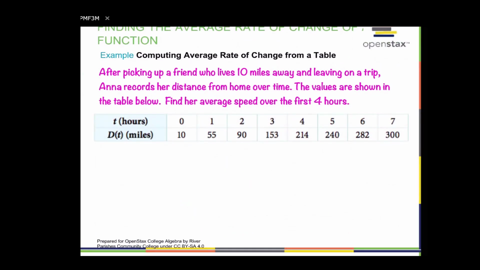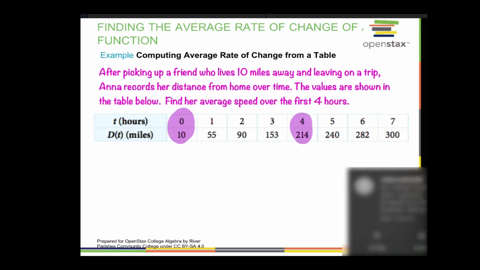So let's start with one where it's not a graph, it's just ordered pairs. It says, after picking up a friend who lives 10 miles away and leaving on a trip, Anna records her distance from home. The values are shown in the table below. Find her average speed over the first 4 hours. So we're going to find the average rate of change over that first 4 hours. We want to look at the point from the beginning to 4 hours later.